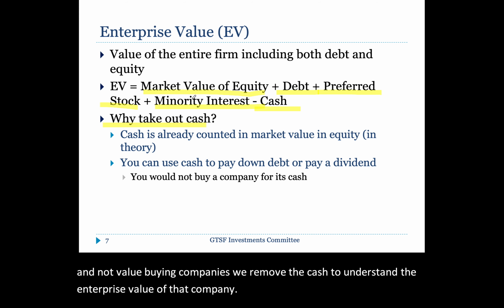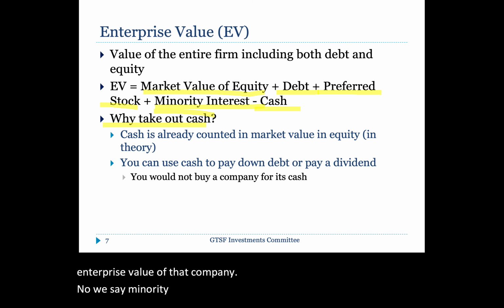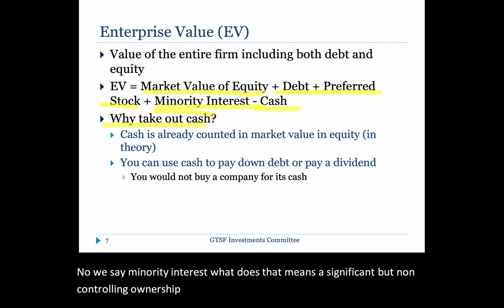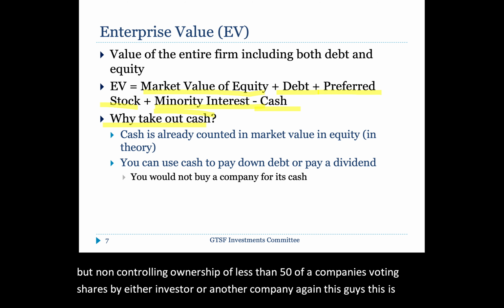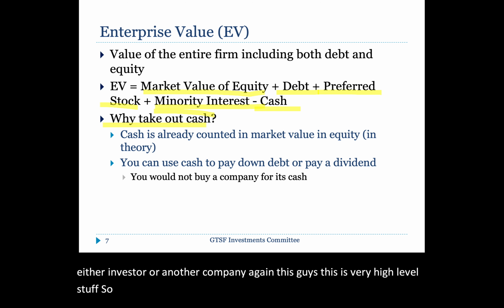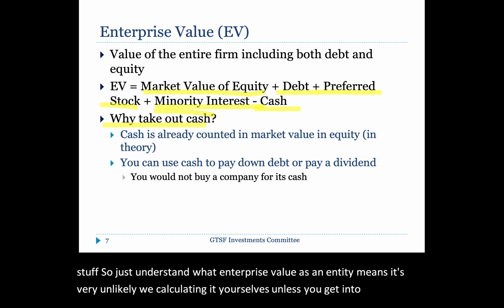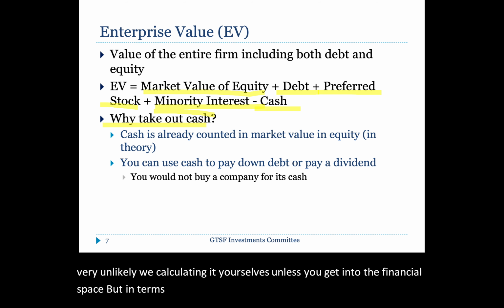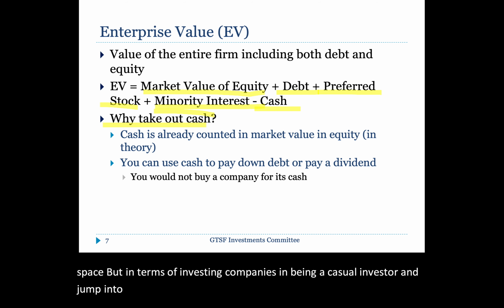Now, when we say minority interest, what does that mean? That means a significant but non-controlling ownership of less than 50% of a company's voting shares by either an investor or another company. Again, this is very high-level stuff. So just understand what enterprise value as an entity means. It's very unlikely that you're going to be calculating it yourselves unless you get into the financial space. But in terms of investing in companies and being a casual investor, understand what makes these values tick.